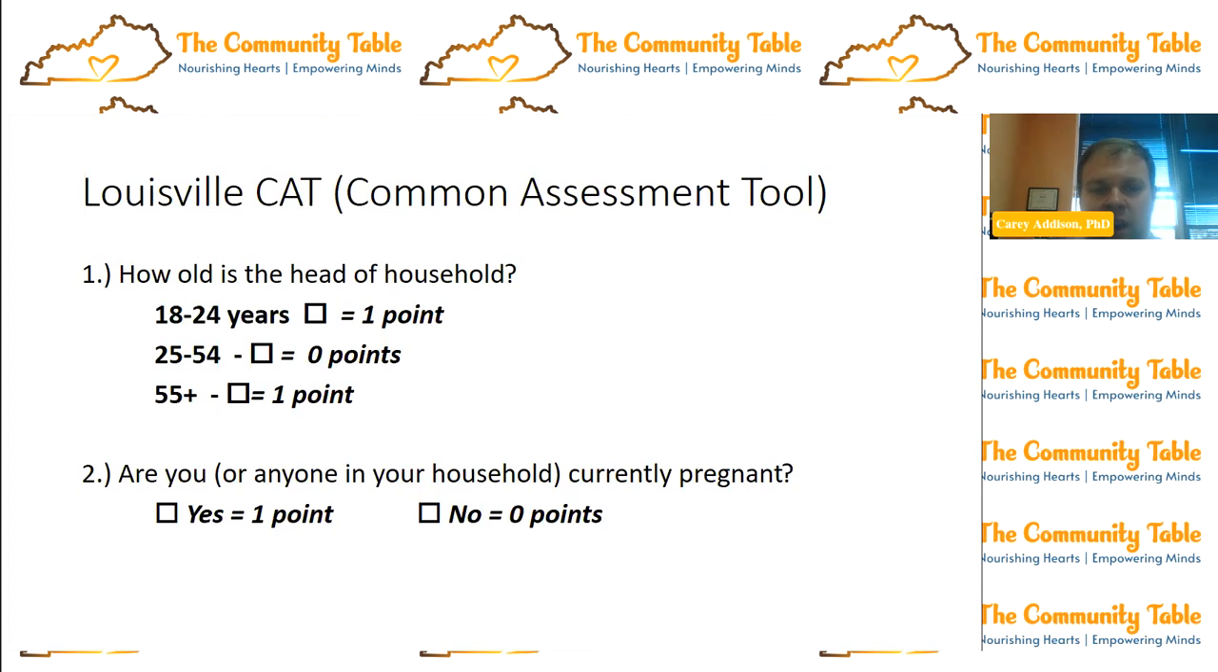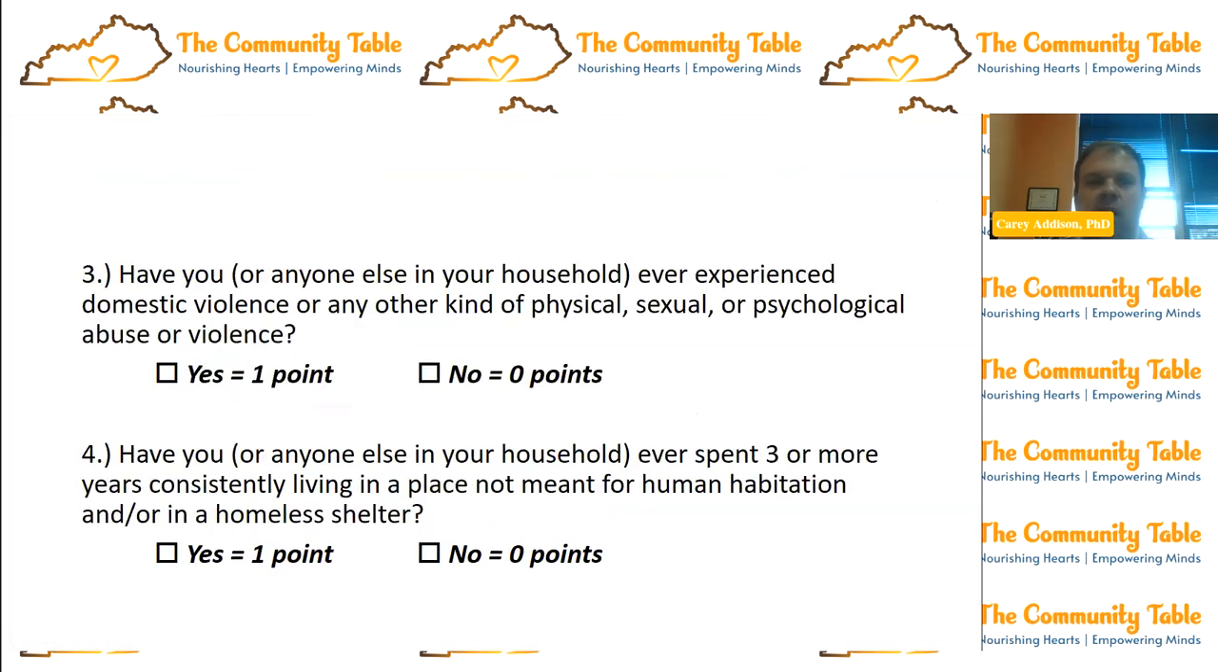So we ask how old the head of household is, and preference can be given to both younger and older people. So 18 to 24-year-olds would score a point, or if a person was 55 or over, they would get a point. If there's a female in the household that's currently pregnant, that's another vulnerability point. We ask, has anyone in the household ever experienced any kind of domestic violence or other kind of physical, sexual, psychological, or other abuse or violence?